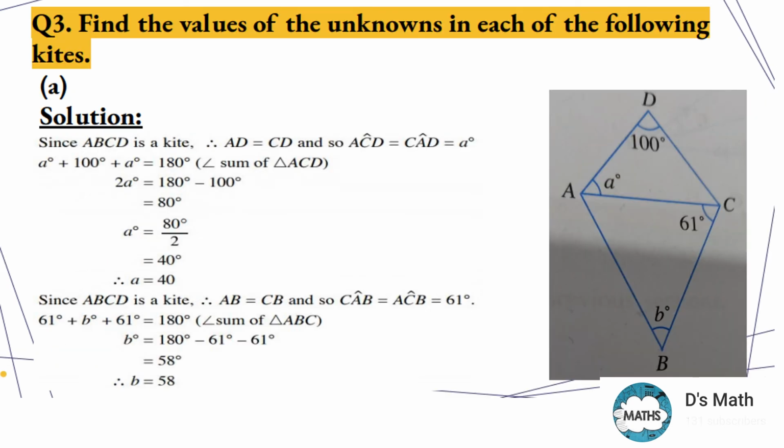Next is question number 3, find the values of the unknowns in each of the following kites. We are given the kites, and we have to find the value of the unknown. Here we have A, here we have B. We have two unknowns, we have to find the values of these two. And ABCD is a kite, that means AD is equals to CD.